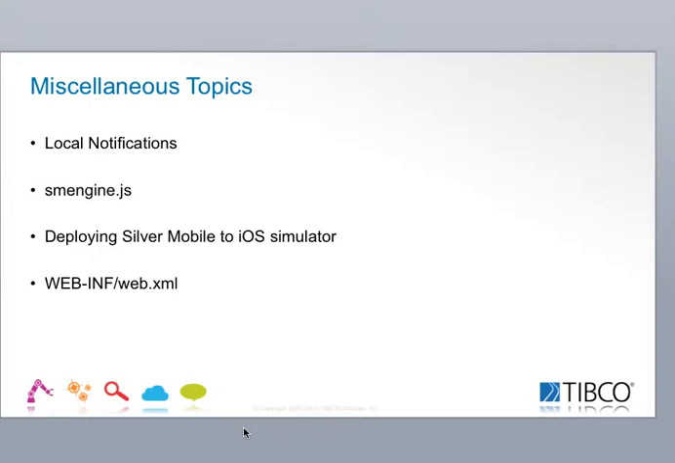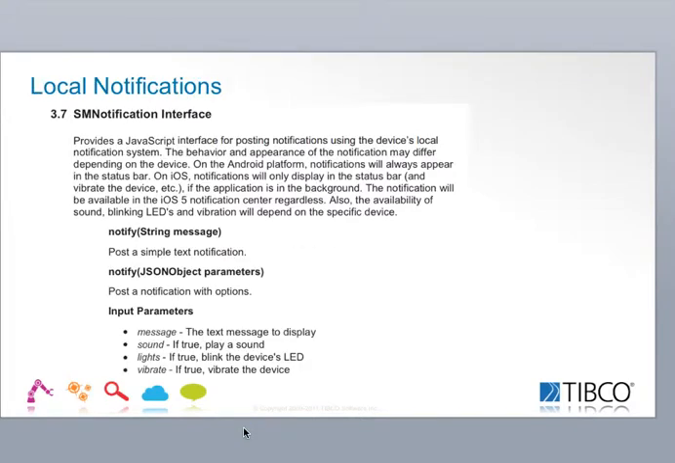So first of all, I didn't mention anything about local notifications. The API that we have in JavaScript allows you to post notifications. This can be based on anything that happens in the application itself. So if you get a special type of event from Silver Mobile Server, or if something else happens that you think is important, you can notify the user using this API. So I invite you to go ahead and study that a bit more. This comes directly from the user guide.